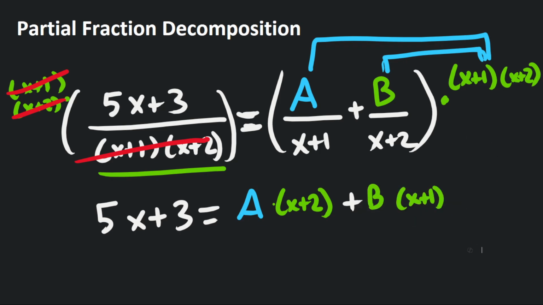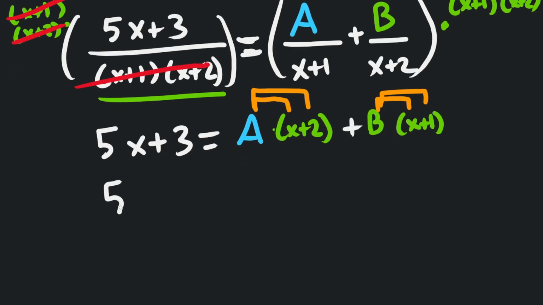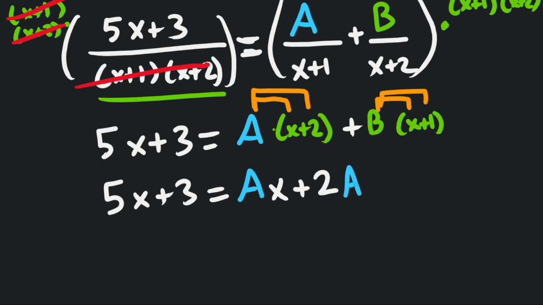And what we're going to do is distribute again this a to the (x + 2) and this b to the (x + 1). So let's scroll down. 5x + 3 equals ax plus a times 2, so that's 2a, plus b times x, so bx, plus b times 1, which is b. So bx + b. Okay, so now we're at this stage.